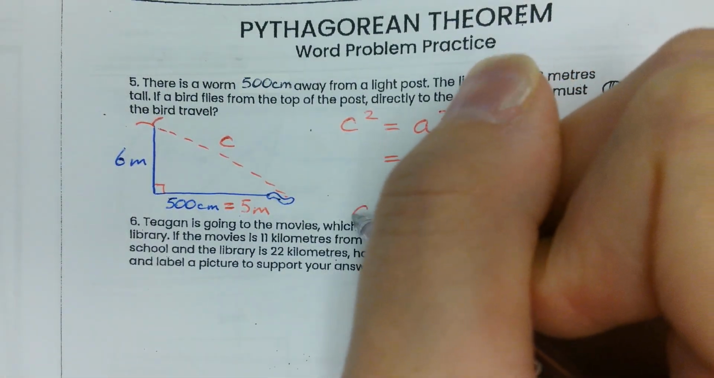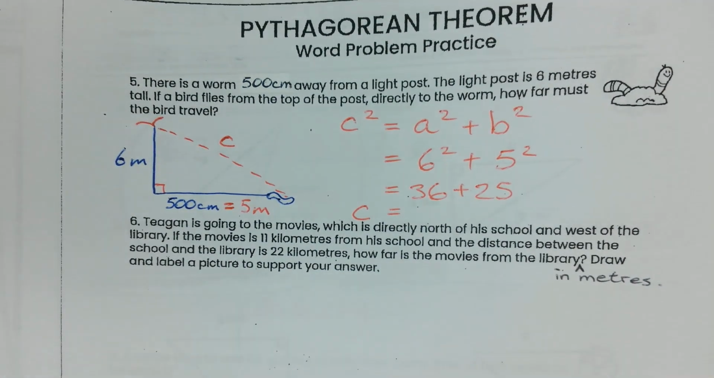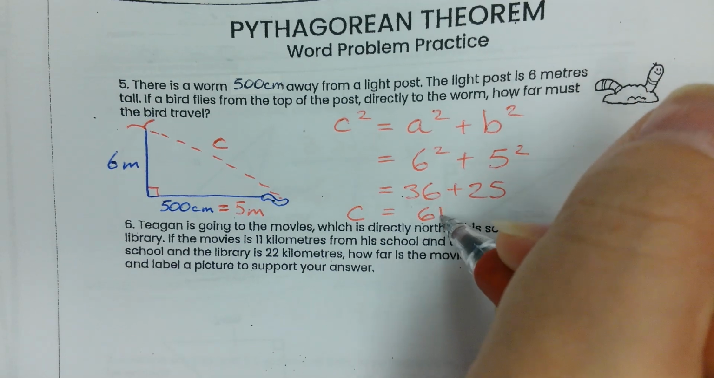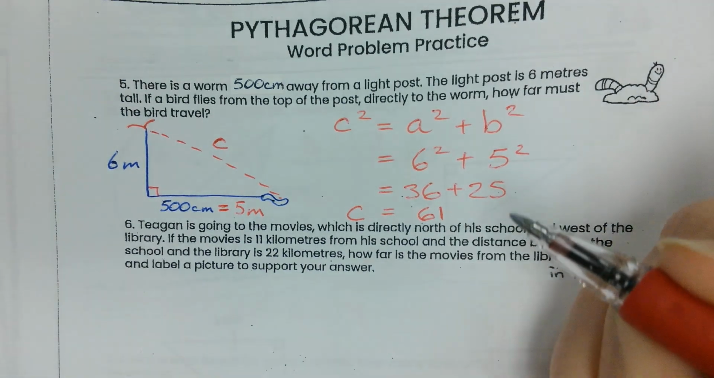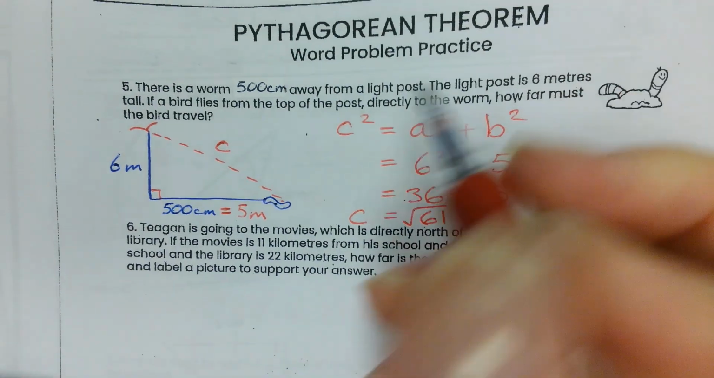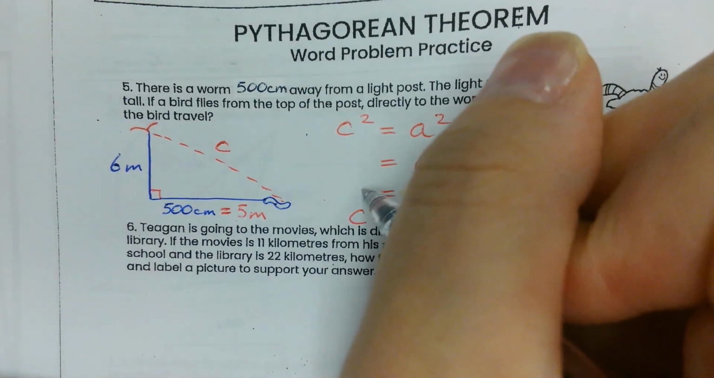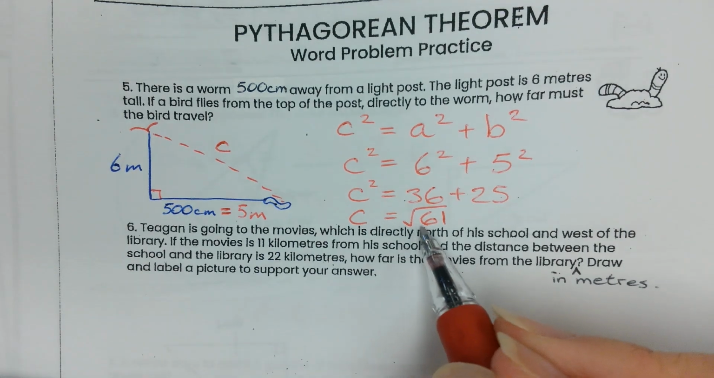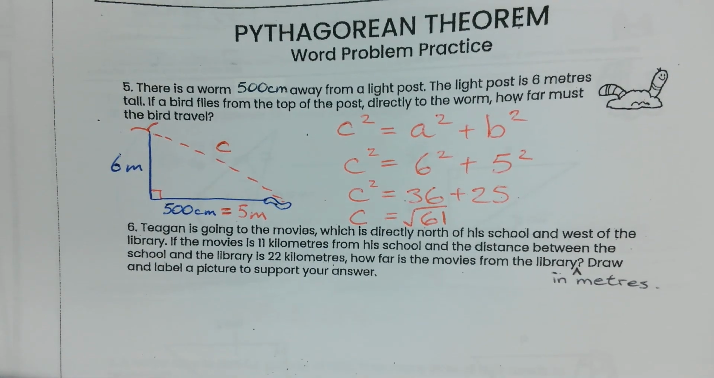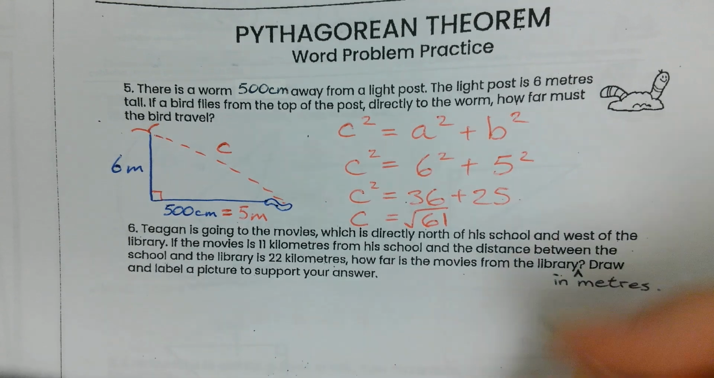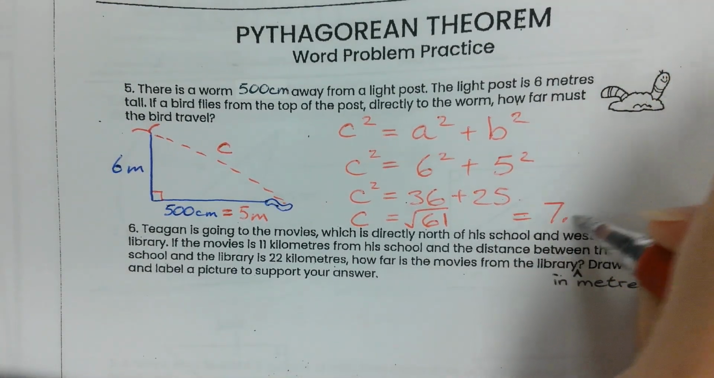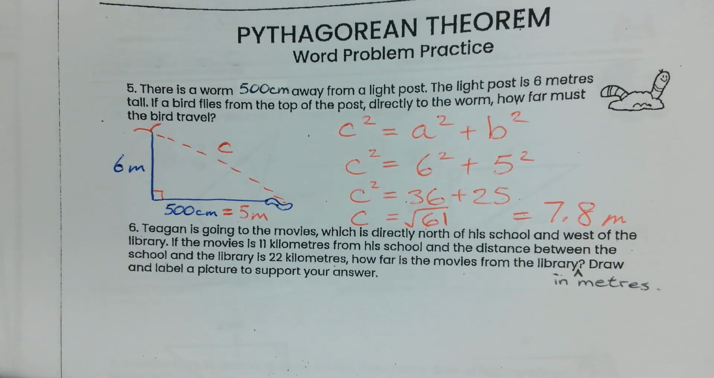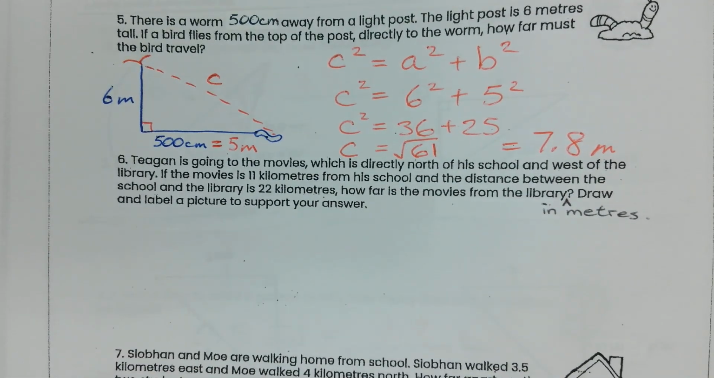Okay, so C squared equals 61. So does that mean C is 61 meters? Remember, this is C squared equals that, so C equals the square root of 61. And you get about 7.8. What's my unit? Meters. Good.